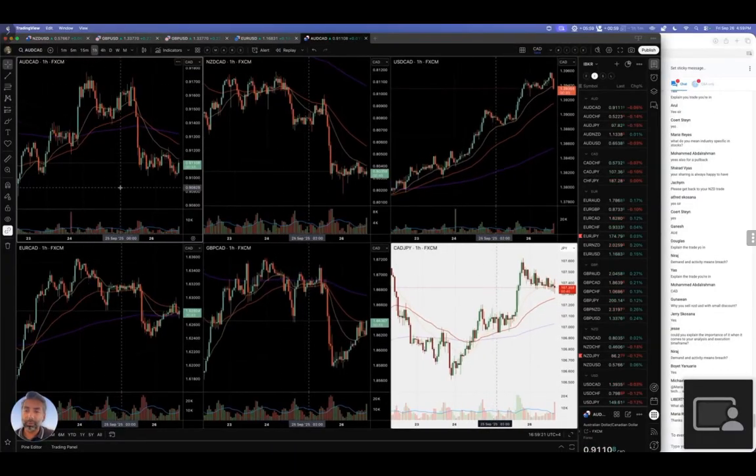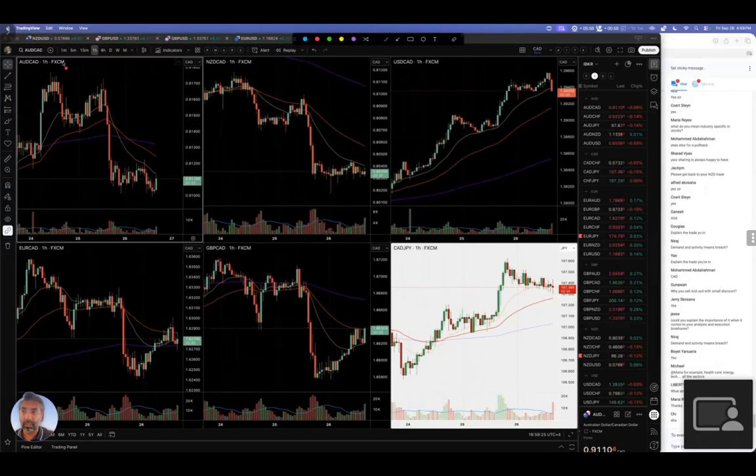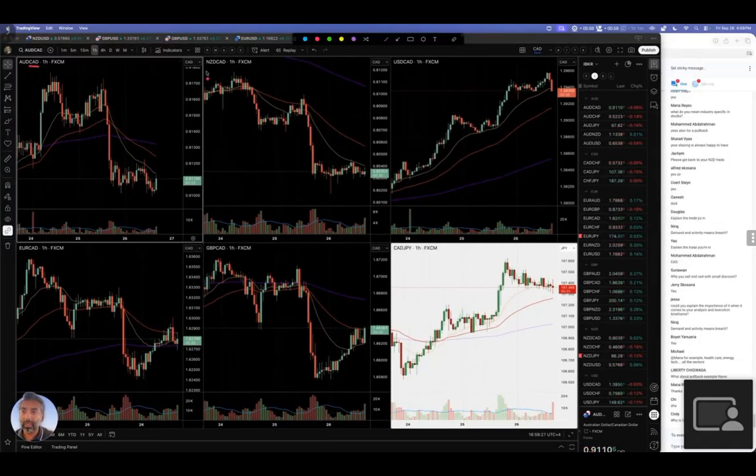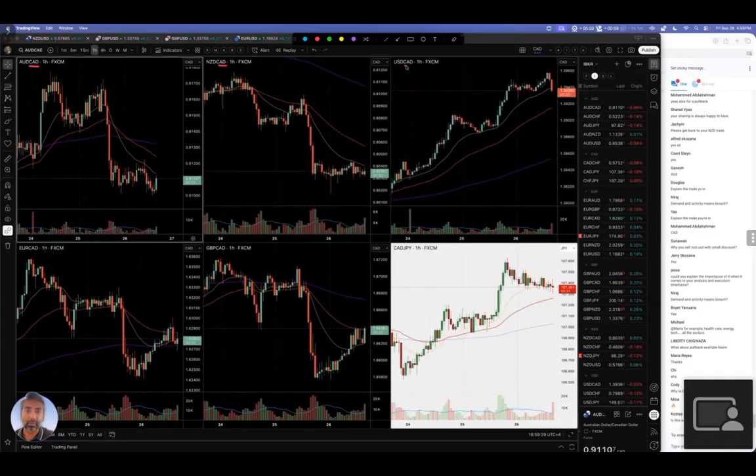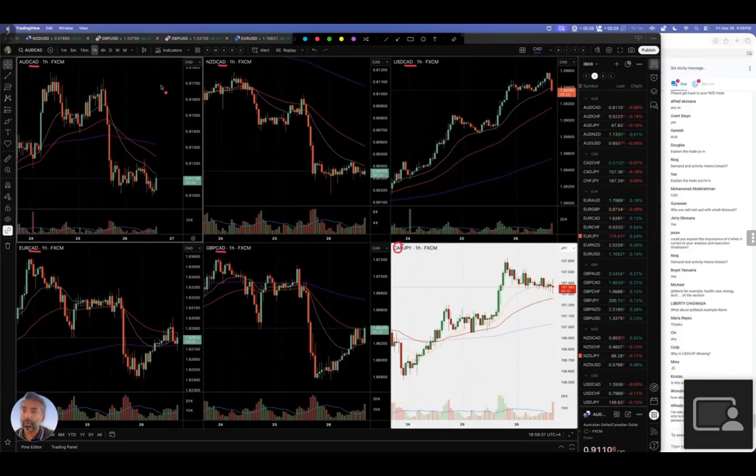Now let's do this one together. This is Aussie, this is the CAD group. All the CADs are on the right-hand side except this last one, which is on the left. This one says down, this one says down, this one says up, so that's weird. This one says down, but look at my MAs.